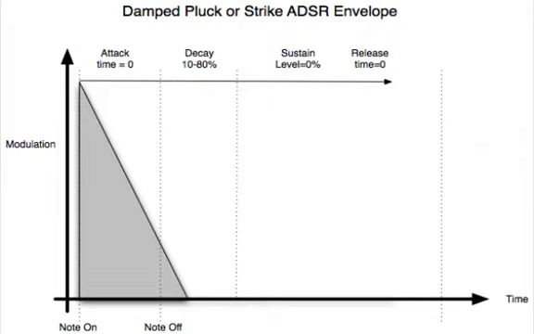Next is the damped pluck or strike envelope, which is the same as the pluck, except that the release time is 0 instead of matching the decay time.